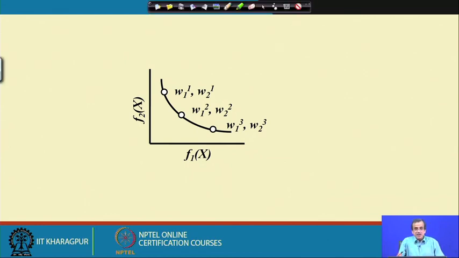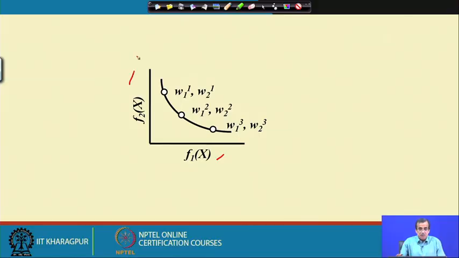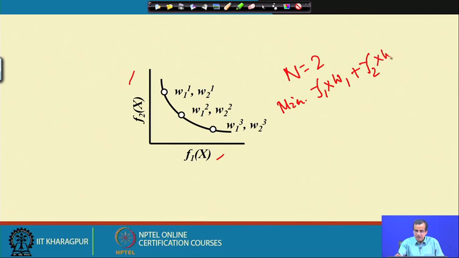Now, let me consider this particular multi-objective optimization problem as a 2 objective optimization problem, and our aim is to minimize both f_1 and f_2. For simplicity, I am considering that capital N is equal to 2 here. Now, as I told, we try to find a single objective form. So, I will have to minimize, in single objective form, f_1 multiplied by W_1 plus f_2 multiplied by W_2.